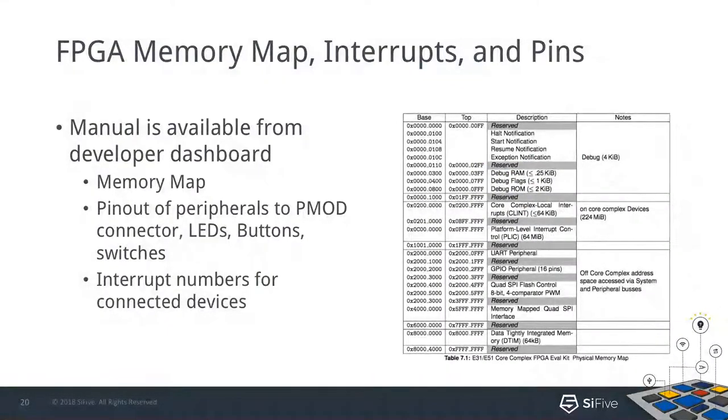Since the FPGA evaluation is an entire system, the FPGA user guide includes information such as the memory map, the expanded memory map to cover the peripherals included with the design. It also includes the interrupts and connections from physical devices to specific interrupt numbers and pins on the board. This is all provided in the user guide, which is available from the same developer dashboard site where you would download the actual FPGA evaluation.